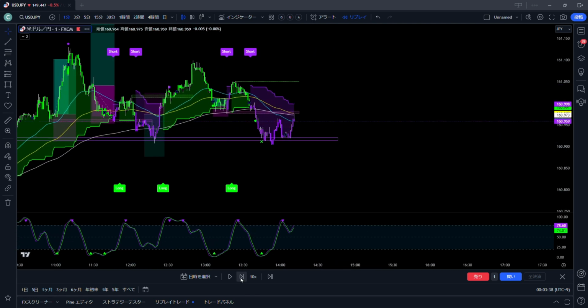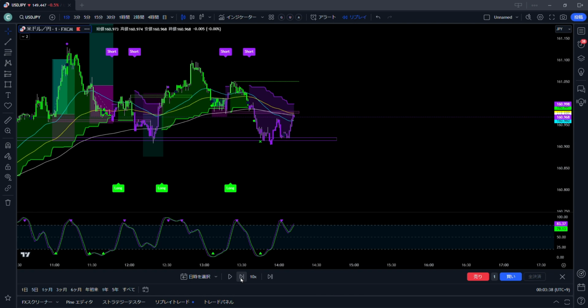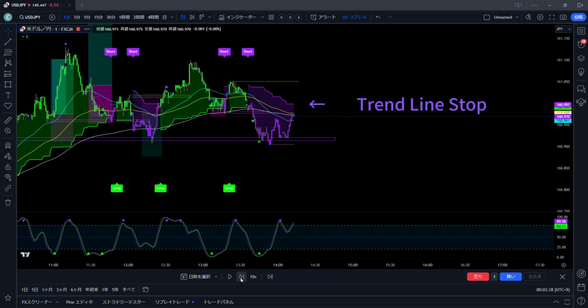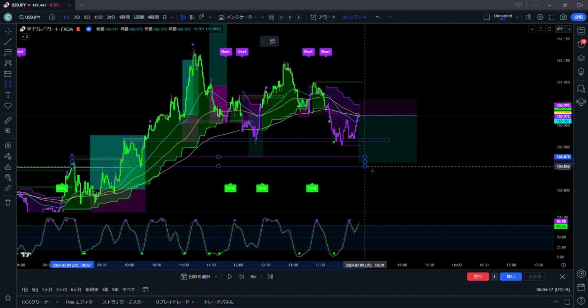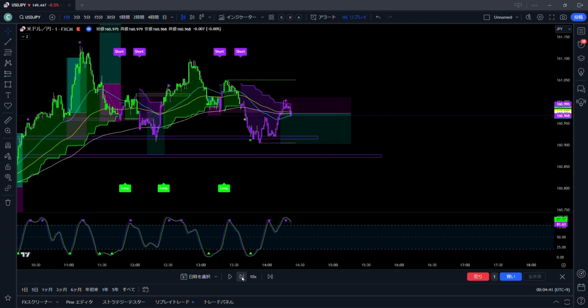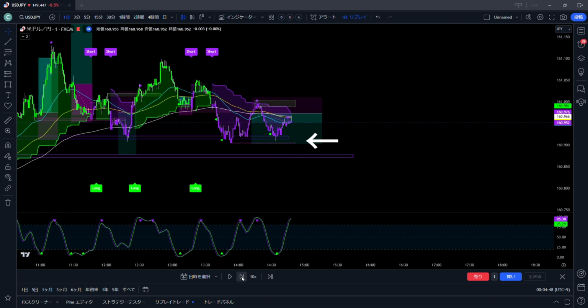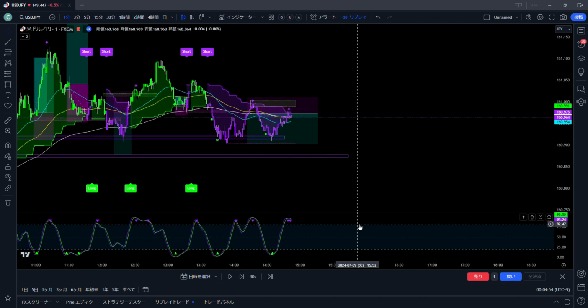Our sixth trade was a short entry from the 200 EMA line. The trend line stop was bearish and we saw a death cross of the 50 and 100 EMA lines. We anticipated a break of the key zone.